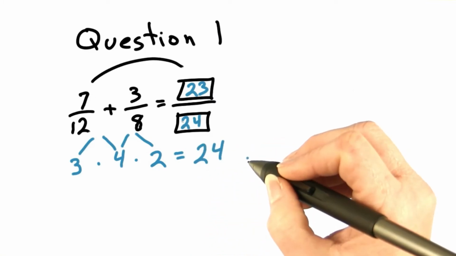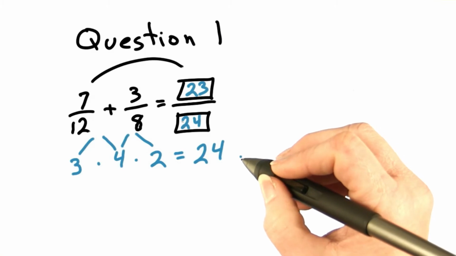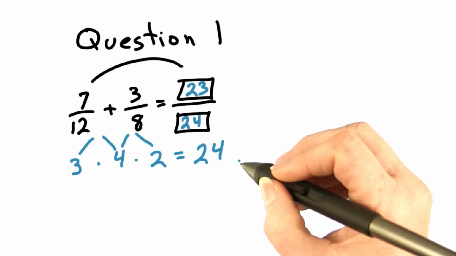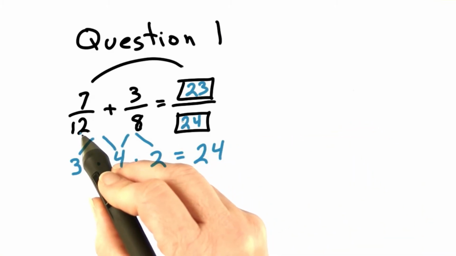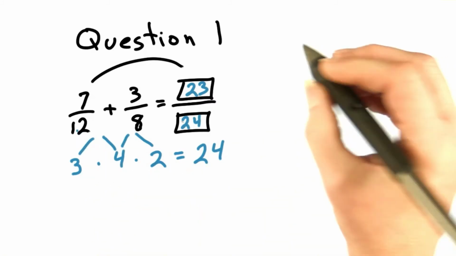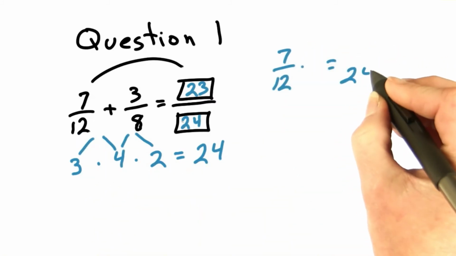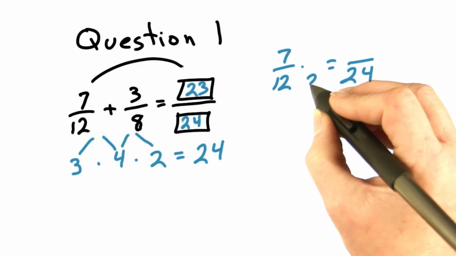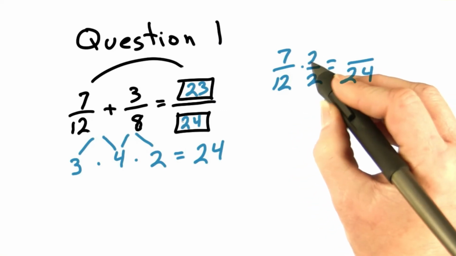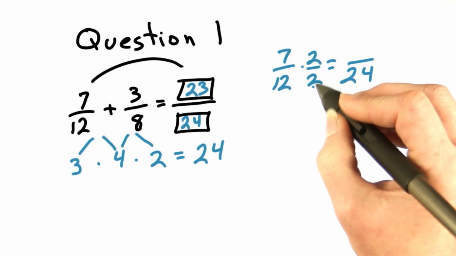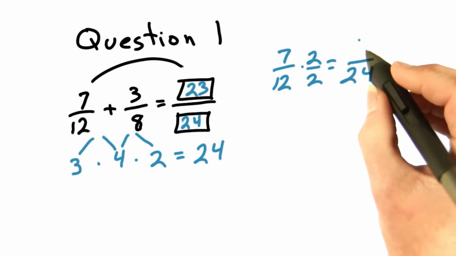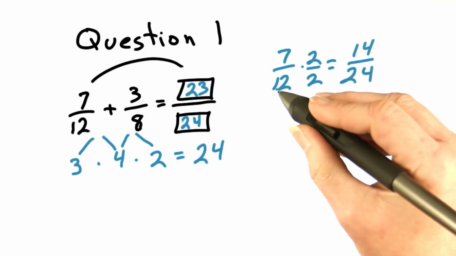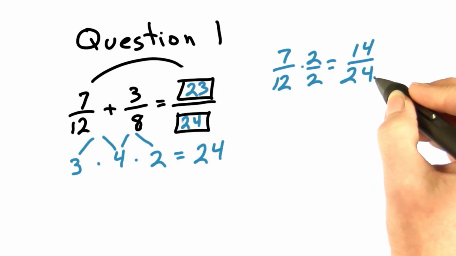The next thing I need to do is create equivalent fractions that have 24 as the denominator. So I need to create an equivalent fraction for 7 over 12. Since we want to have 24 in the denominator, I know I have to multiply 12 by 2 to get 24. And whatever I multiply the denominator by, I also have to multiply the numerator by. So an equivalent fraction for 7/12 is 14 over 24.